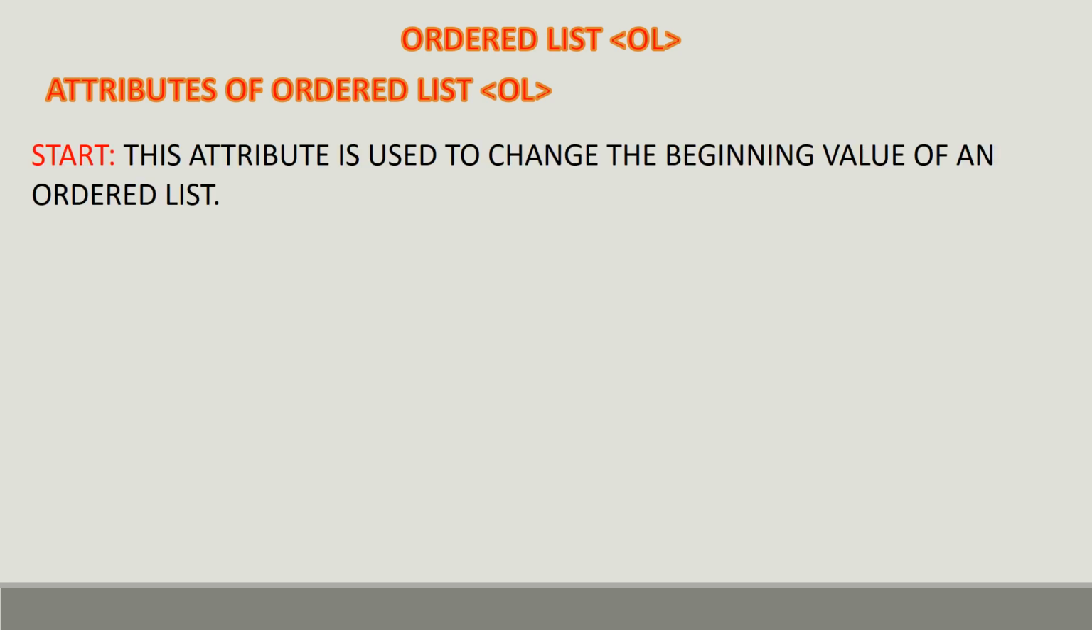Next attribute is your start attribute. This attribute is used to change the beginning value of an ordered list. Now you don't want to start with 1 2 3. You want to start with 3 4 5 6. Means your numbering should start with 3 4 5 6. So start will define from where you want to start your numbering list.